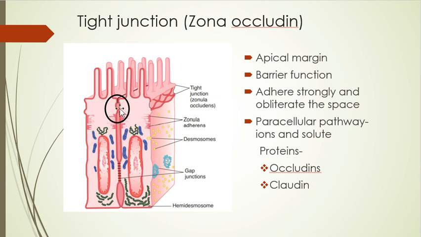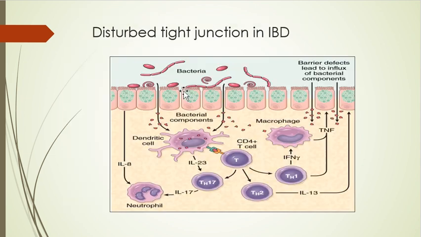As you can see the zigzag arrangement, in between there is some space. So from this layer to this layer, paracellular transport is possible. Tight junction basically adheres strongly and obliterates the space. But what happens if the tight junction is not proper? If there is some structural abnormality or any disease occurs?